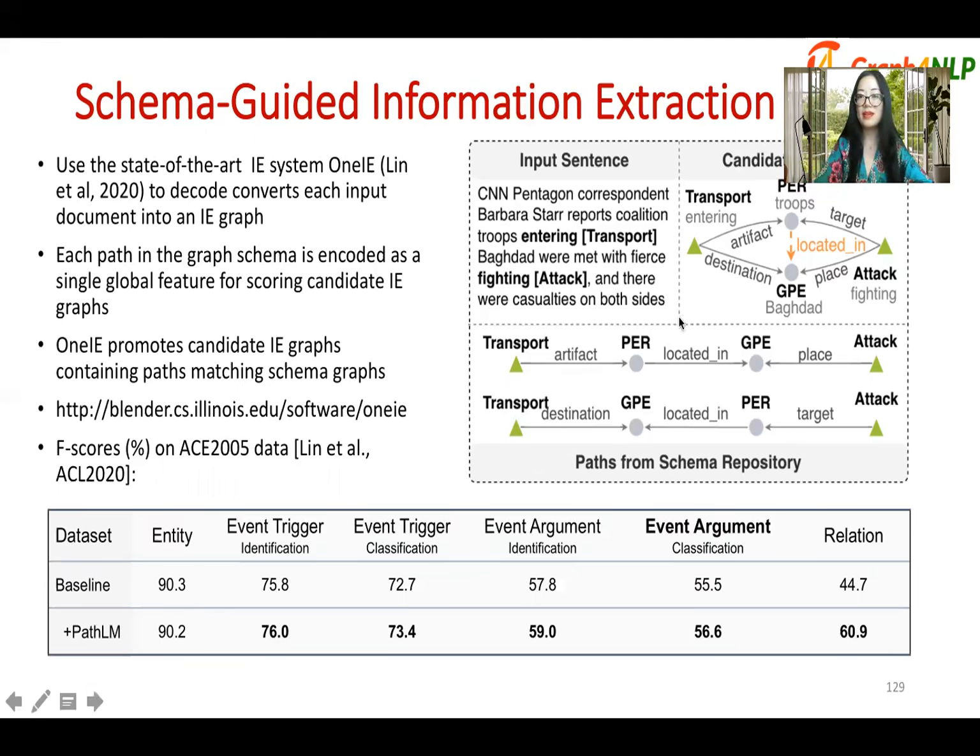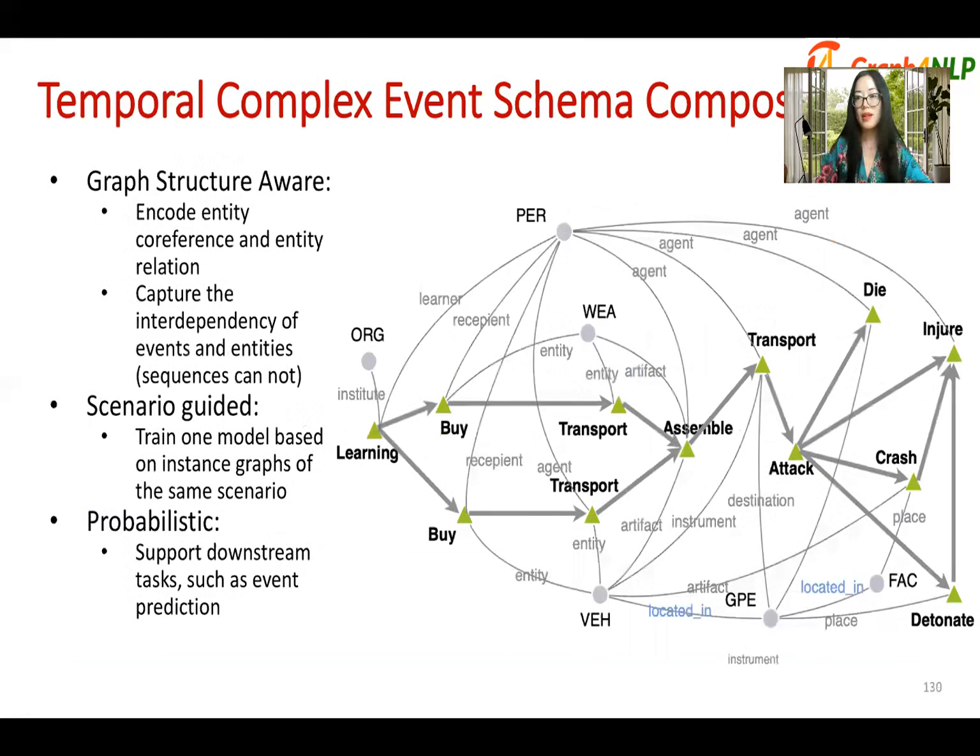For example, in this sentence, initially the baseline sequence-to-graph or graph-to-graph sentence level model missed this located-in relation because the two entities are far away. But when we use the schema knowledge, the system can successfully identify this link. So the performance of relation projection can be improved dramatically using the graph schema. Okay, so that's about the graph schema between every two events.